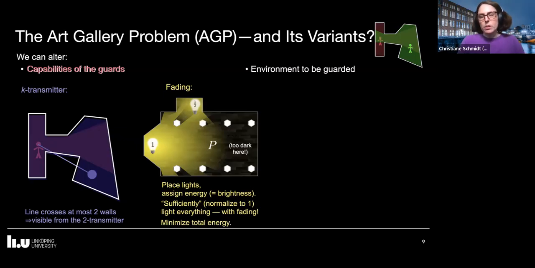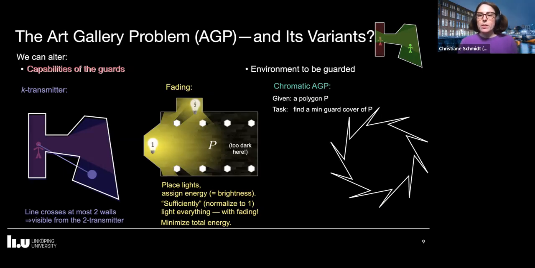And then, instead of minimizing the number of guards, you want to minimize the total energy that you use to light your polygon. And we could also do something that's called a chromatic art gallery problem.